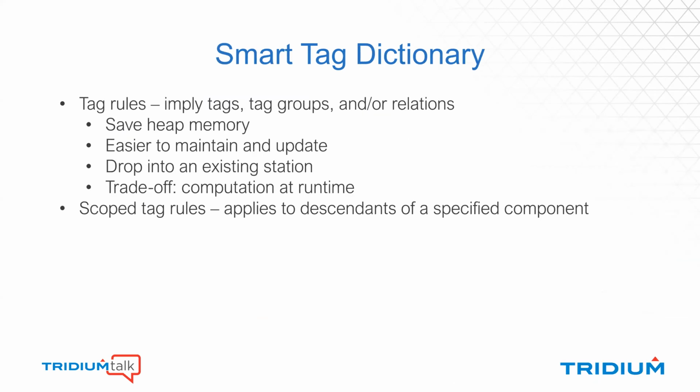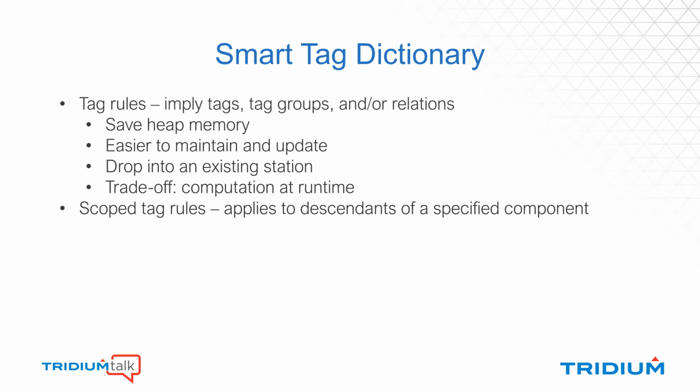So smart tag dictionaries, in addition to defining tags, tag groups, and relations for direct purposes, also include tag rules for implying those things. Why would you want to use tag rules? First, they can save on the size of your station. They can save heap memory because the direct tags require a slot. And so every tag is a slot. And so that can really add up if you're applying tags throughout your station.